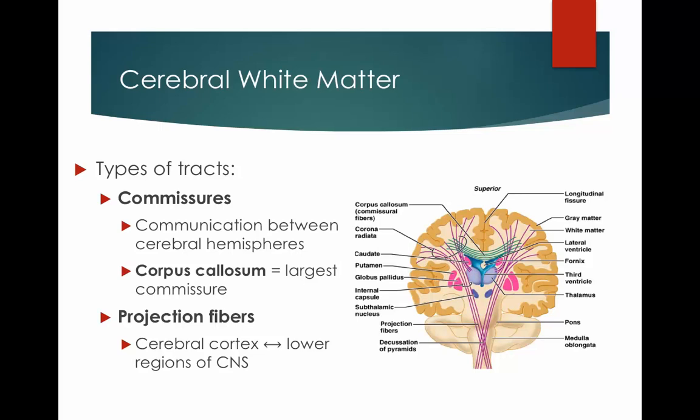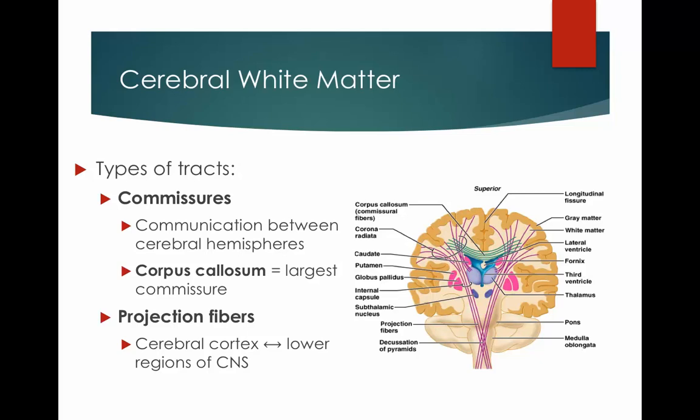We then have commissures. Commissures are what allow our right and left hemispheres to communicate with each other. So we'll allow for long axons to travel across from hemisphere to hemisphere. The largest of the commissures in the brain is the corpus callosum, and that's depicted there in green.